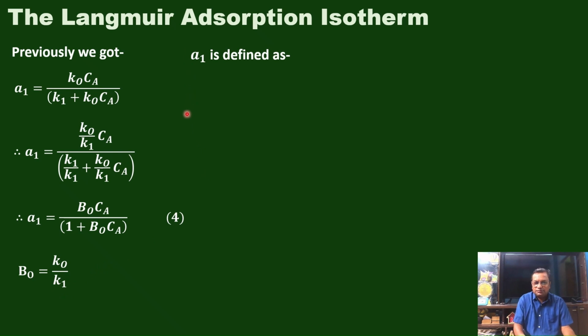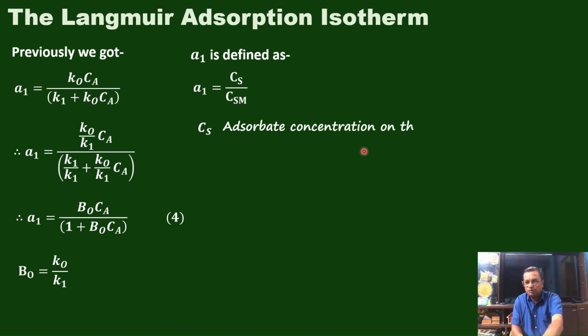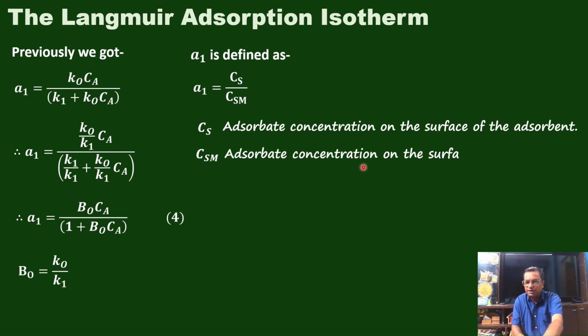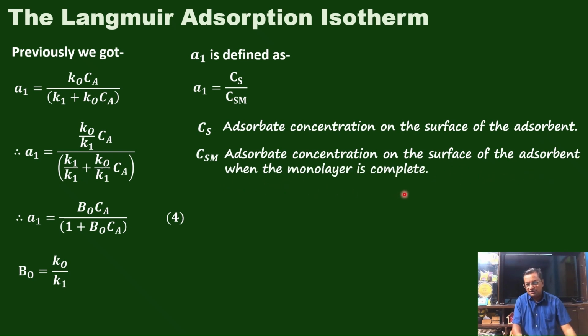Now A1, the fraction of the surface that is occupied by the monolayer of adsorbed molecules, will be defined as CS upon CSM. So what is CS? CS is concentration of A on the surface of the adsorbent. And CSM, in this case, is adsorbate concentration on the surface of the adsorbent when the monolayer is complete.